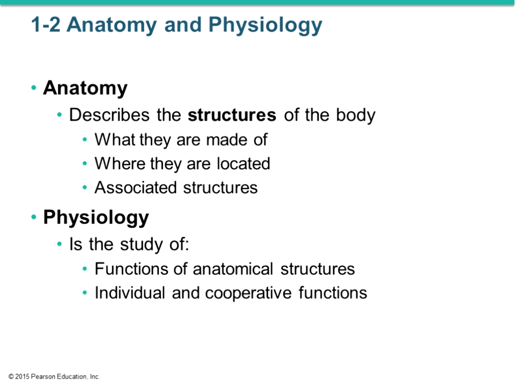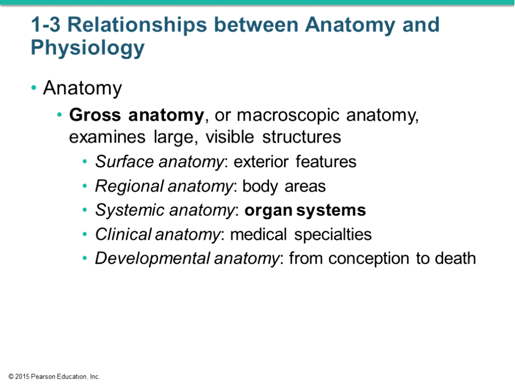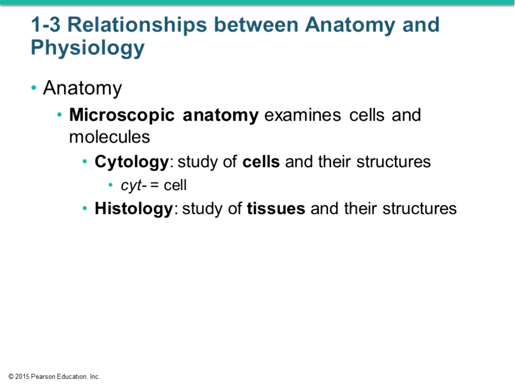All right, so anatomy, again, describes the structures of the body, what they're made of, where they're located, and any structures that are associated with them. And physiology is the study of the functions of these anatomical structures, right? How do they work? So, like I said, lab, anatomy; lecture, physiology. In anatomy, we can look at things in what's called gross anatomy or macroscopic anatomy, which is basically examining things that are easily seen with the naked eye. You don't need a microscope or something else. You can just look at it and say, okay, that's what this structure is. So we'll be doing that throughout the semester. Most of what we'll look at is gross anatomy, like surface anatomy, the actual features of a given structure, systemic anatomy, clinical anatomy, all different ways of viewing things from a gross anatomy standpoint.